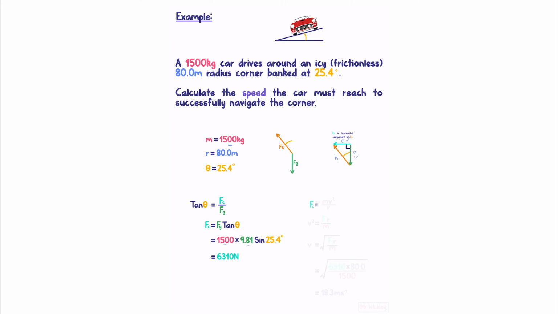Now we know that centripetal force is mv squared over r. Solving this for our speed, we can multiply both sides by r and divide both sides by m, as well as swapping them around. Then take the square root of both sides, putting in our numbers, gives us 18.3 meters per second.